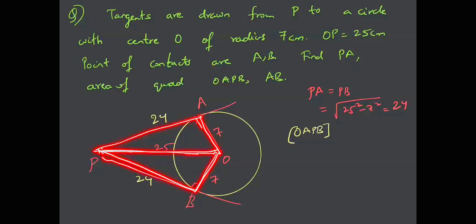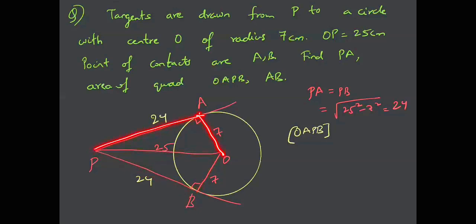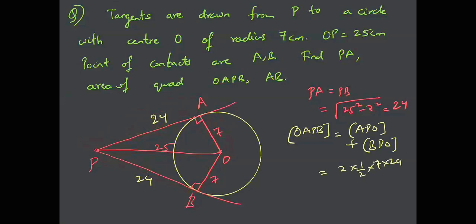And the area of triangles is pretty easy to find because that is half base times height. So since this is a right angle triangle, the base is 24 and the height is 7. I mean, you can take reverse way. Base is 7 and height is 24. So this is area of triangle APO plus area of triangle BPO. So both are equal. So that is twice of half of 7 into 24. So that you will get as 168.